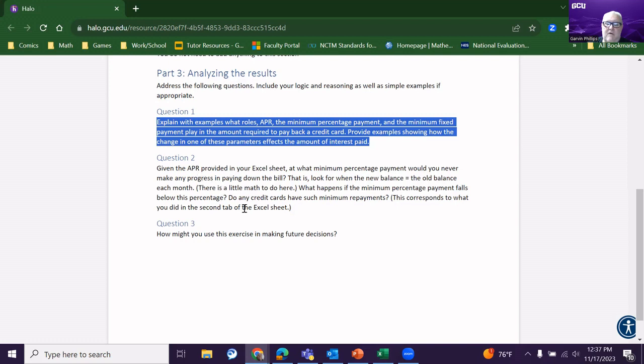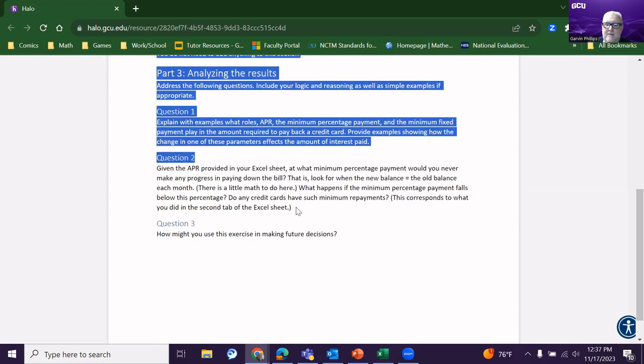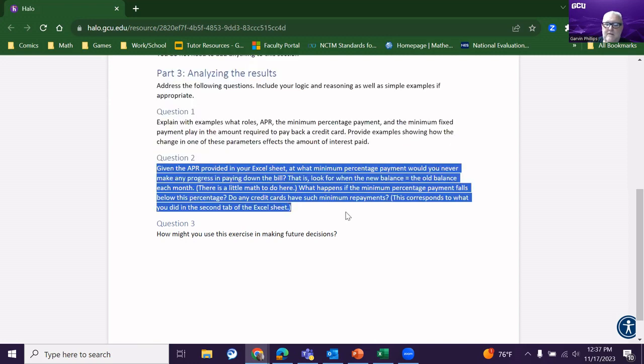These are going to be things you write. Do any credit cards have such minimum repayments? These are where you did some research and you found some. So you're going to talk about that all in this next piece right here. And then this is a piece on how using these ideas can help you make your future decisions on a choice of credit card.